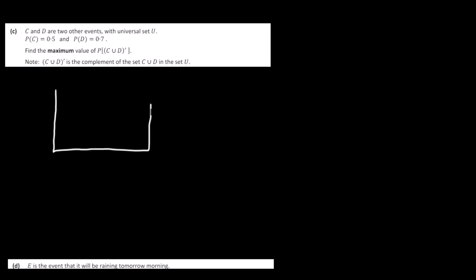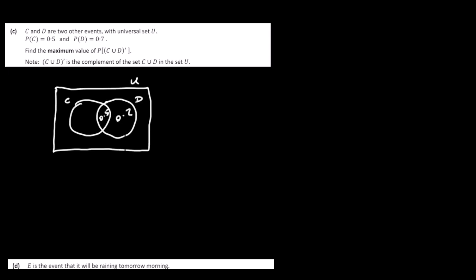So let's just draw this out and see what it would look like. This is our universal set here. We would have two circles here. This is, let's say, C, and this is D. Now the probability of C is 0.5, the probability of D is 0.7. We've got to work out the maximum that could be out here. If this is 0.5 and this is 0.7, everything in C could end up in D. So this would be 0.5 in here. That would leave 0.2 out here.